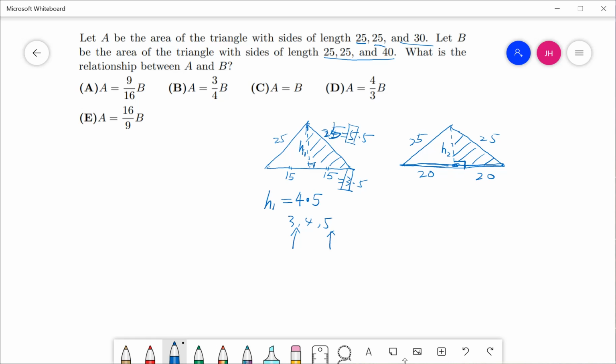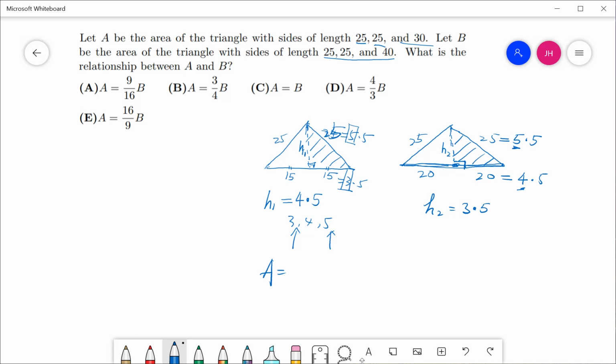And similarly, for this right triangle, we have 25, which equals 5 times 5, and 20, that's 4 times 5. So we have 5 and 4, and this side has to be 3. So H2 will equal 3 times 5. As we all know, for any triplet of integers that satisfies the Pythagorean theorem, the multiples of them also satisfy the Pythagorean theorem. Therefore, it saved us a lot of work.